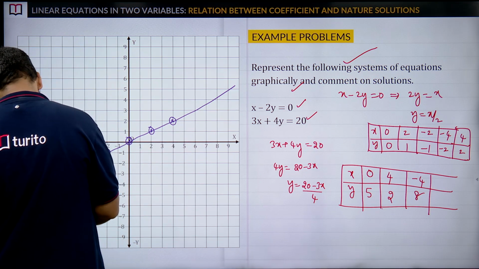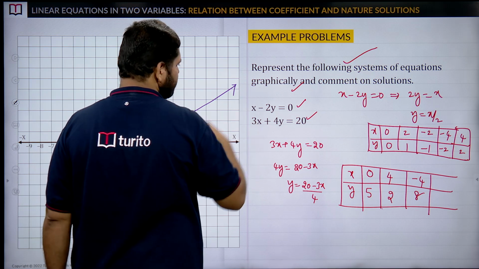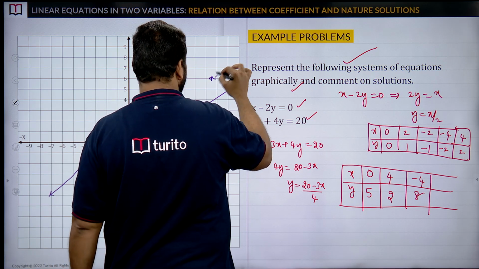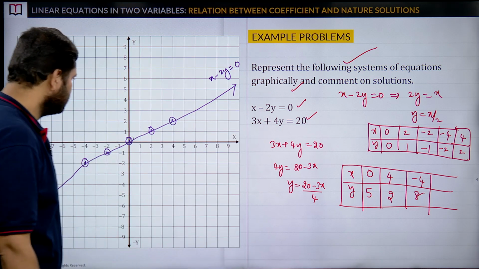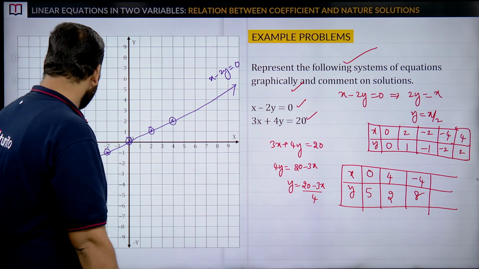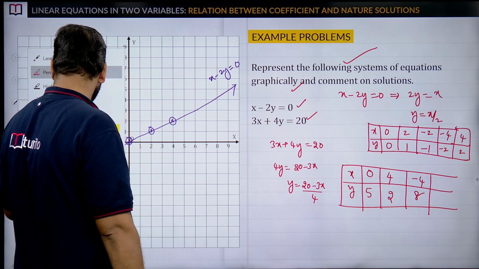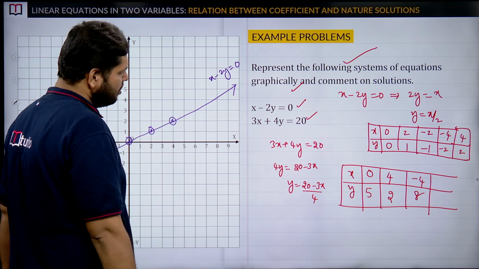Okay. So what is the equation of this line, children? X minus 2y is equal to what? 0. So that is the first equation graphically. Now children, let us draw the second line also. Second line will take some other color.